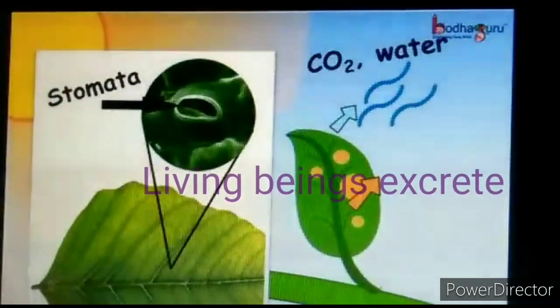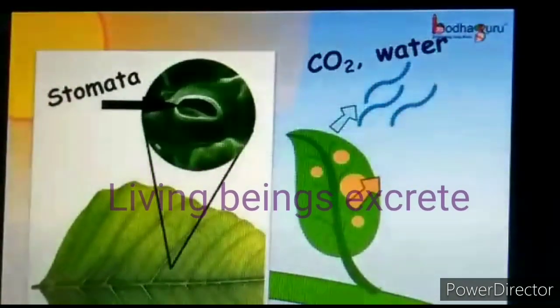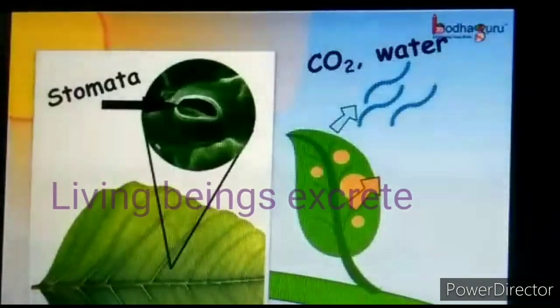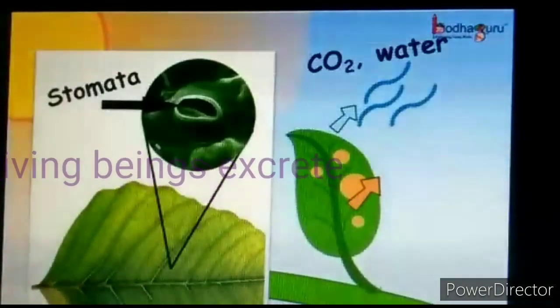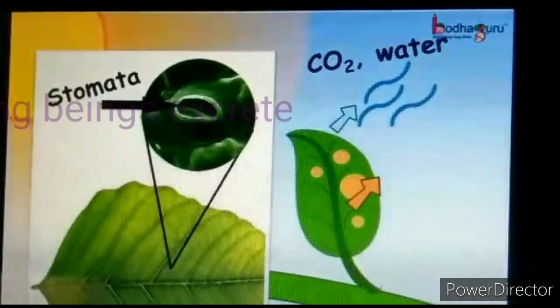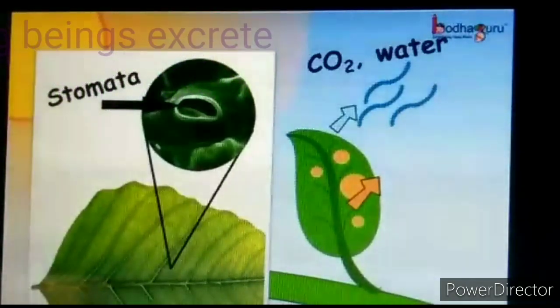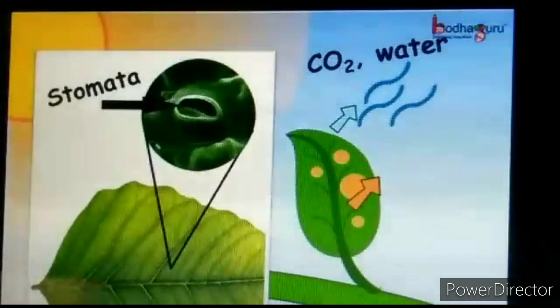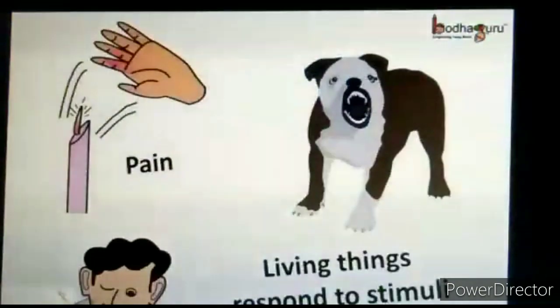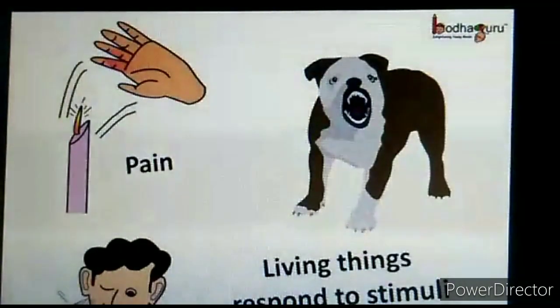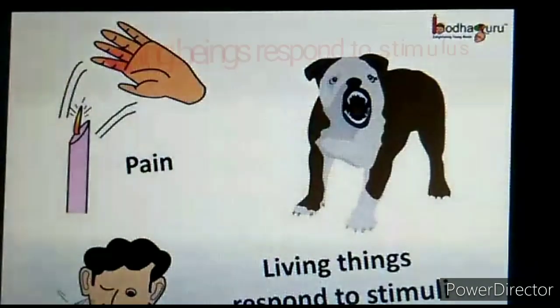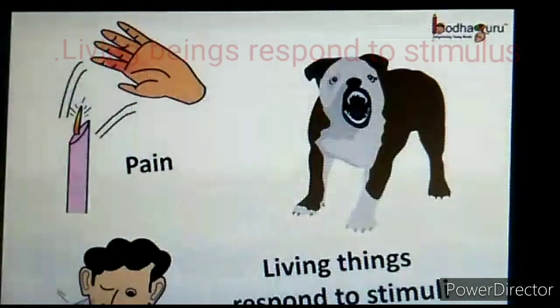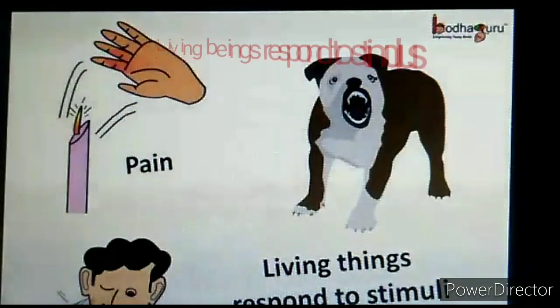What about plants? Plants also excrete. How? Carbon dioxide, water, etc. are excreted through the stomata in the leaves. But a non-living thing doesn't need any food, nor does it excrete. Do the living things? Yes. Next one is response to stimuli. This is also one of the characteristics of living things.